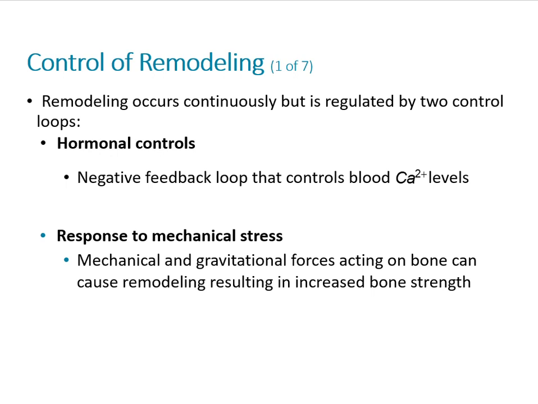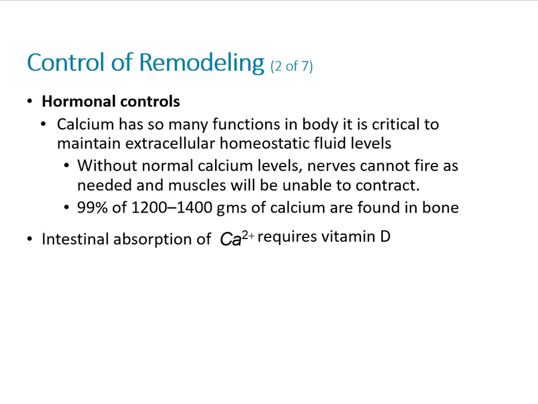But the remodeling continues for your whole life. So it occurs continuously, but it's regulated by two control loops: hormonal controls that use negative feedback mechanisms in order to control blood calcium levels, and responses to mechanical stress, which are mechanical and gravitational forces, and they're going to act on bone to cause bone remodeling. And that's in order to increase bone strength. So both hormonal controls and response to mechanical stress is what controls bone remodeling. Let's look at the hormonal controls first.